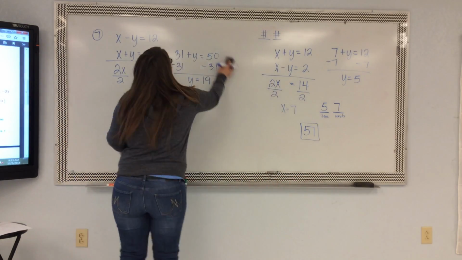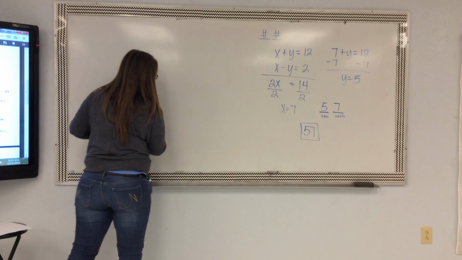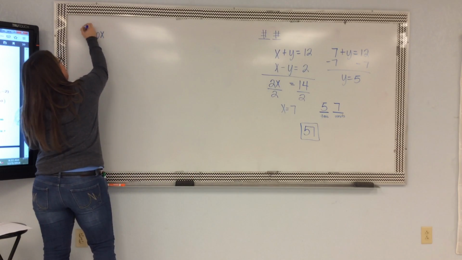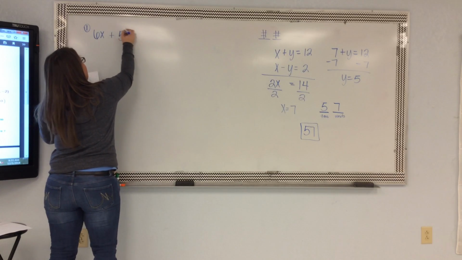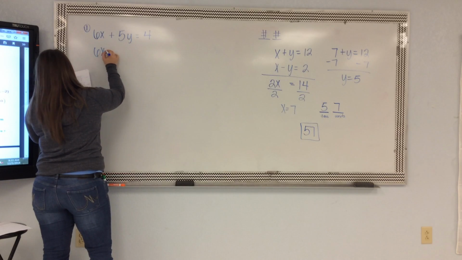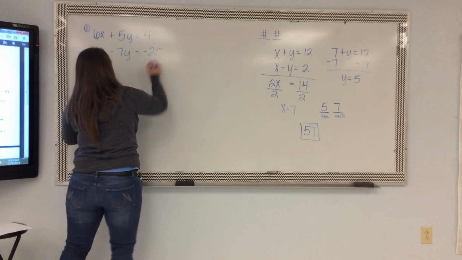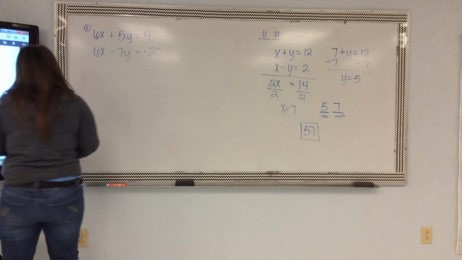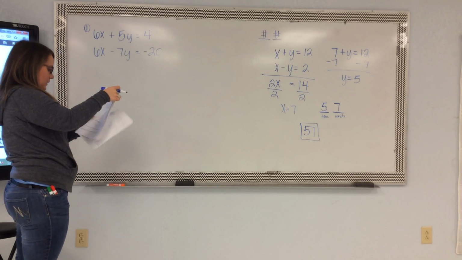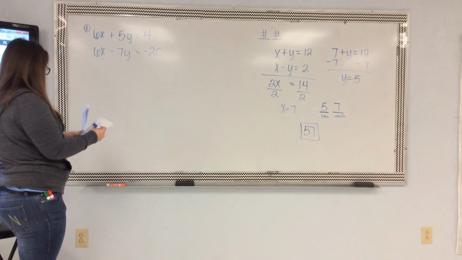Alright, so turning the page over, working number 1 on the back side of the first page, it says 6x plus 5y is equal to 4. And then it says 6x minus 7y is equal to negative 20. Just double check my paper, make sure I've got that copied down right. 6x plus 5y equals 4. 6x minus 7y equals negative 20.